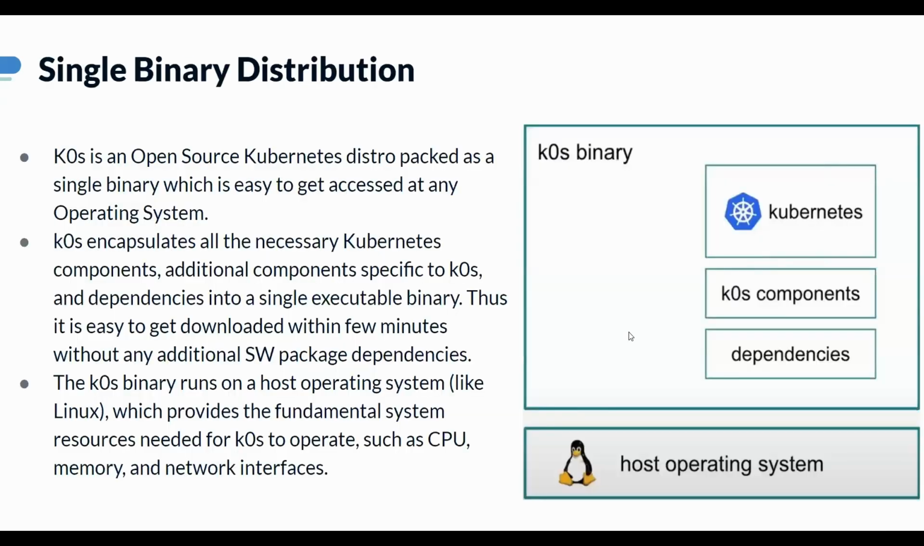Let's look into what it means by a single distribution. I've been talking so much about the single binary, single distribution thing, so let's look into this particular concept as well. k0s is an open source Kubernetes distro packed as a single binary, which is easy to access on any operating system. And k0s encapsulates all the necessary Kubernetes components, additional components specific to k0s, and dependencies into a single executable binary. Thus, it is easy to download within a few minutes without any additional software package dependencies.